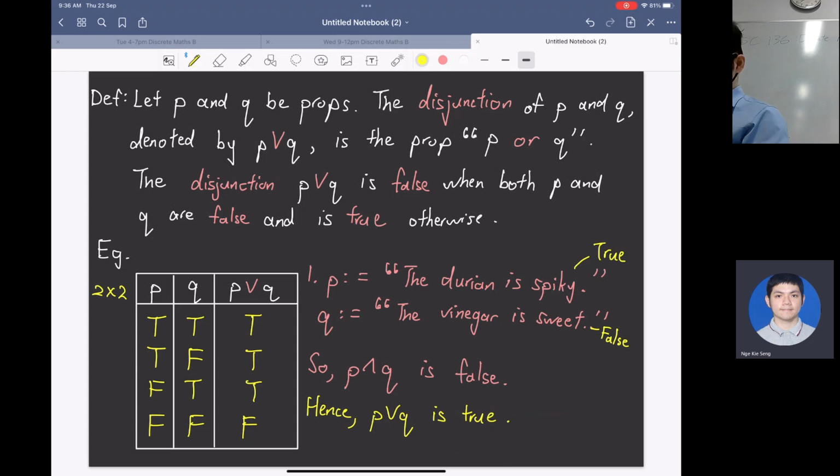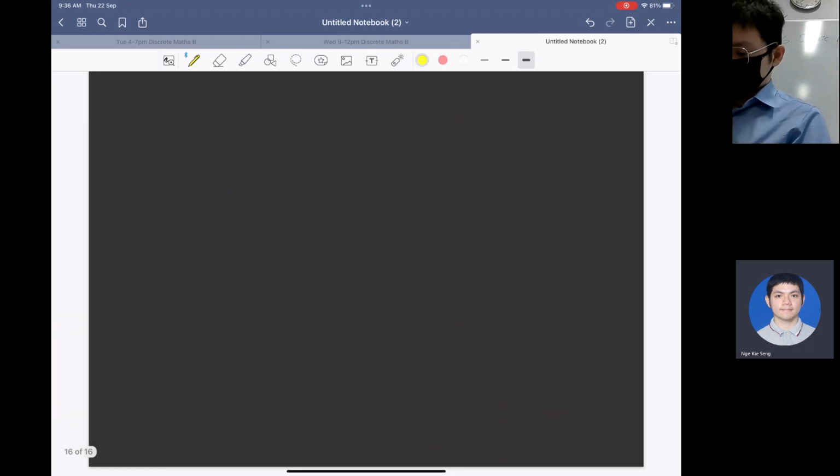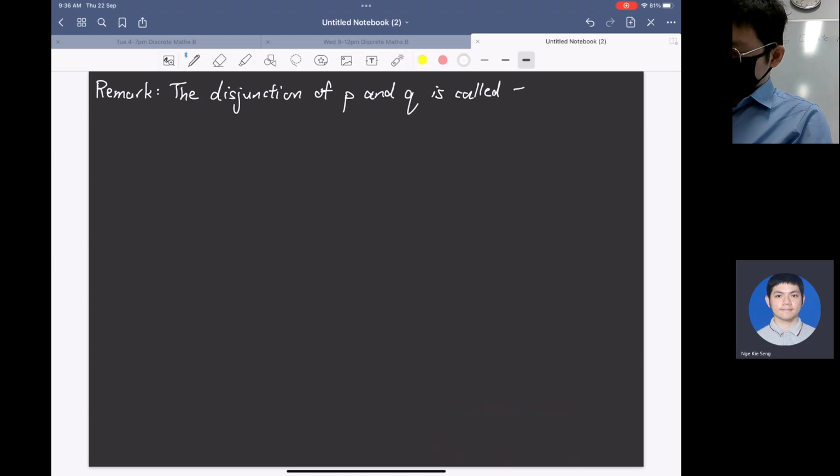Okay, next. Actually, you may not realize that there are two kinds of "or" in English. I'll show you the other kind. So the disjunction "or" we talked about just now is called the inclusive or, because when both are true, the result is also true. So this is the inclusive part.